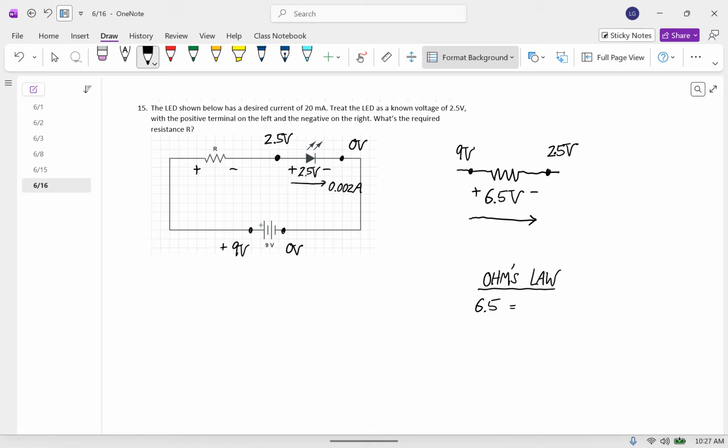Okay, so that is the reason that now that we know what the current is through this LED, we know what the current is here. So Ohm's law says the voltage is equal to the current times the resistance. And now we can solve for that resistance that we want there to give that LED the current that it needs. So R is equal to 6.5 over 0.02.